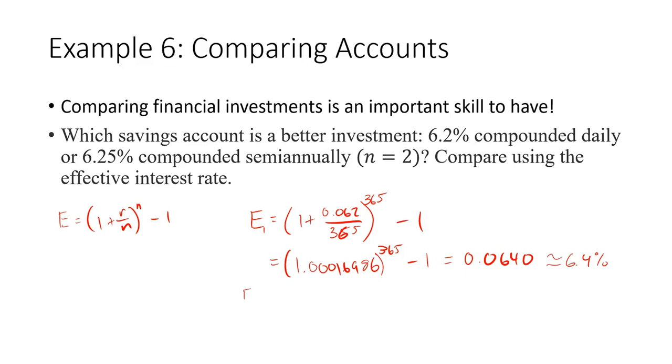For the second account, we have 6.25%, but it's only compounded semi-annually. That means n equals 2. So 0.0625 divided by 2, and then raised to the second power minus 1. 0.0625 divided by 2 plus 1.